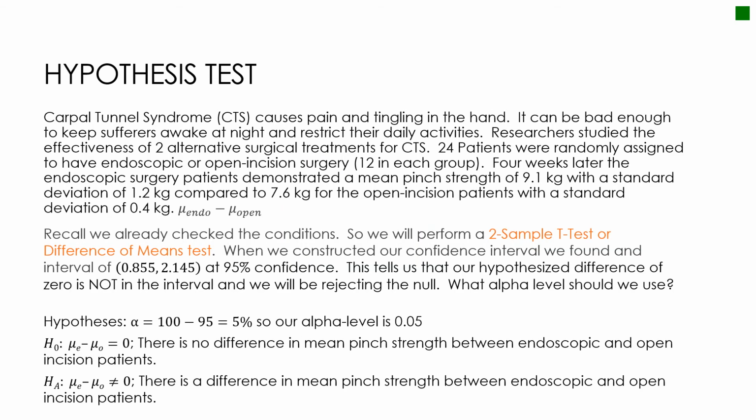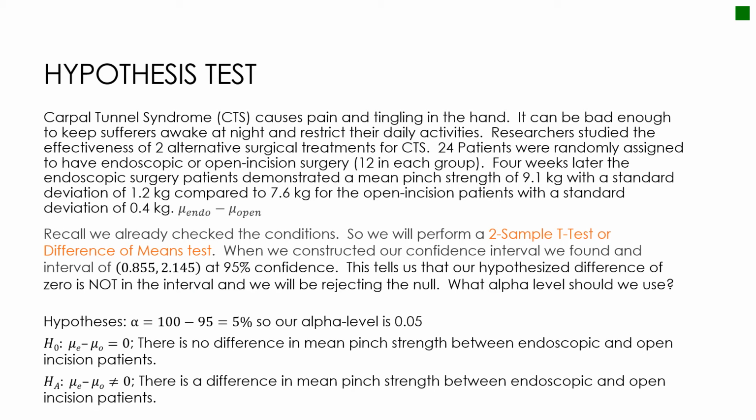Let's look back at our carpal tunnel question that we just did a confidence interval for, and we already checked the conditions, so we're not going to do that again, but we're going to do a 2-sample t-test, which is also called a difference of means test because we're finding the difference of two averages. When we constructed our confidence interval, we found an interval of 0.855 and 2.145 at 95% confidence.